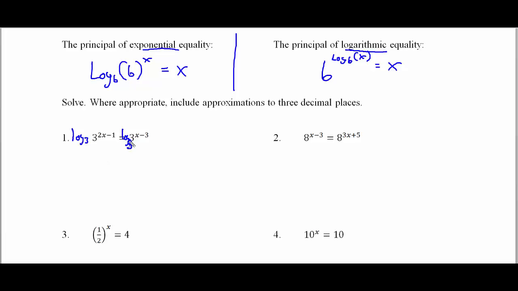Sorry, that's a little cramped there. So what this means is that log base 3 of 3 is 1. The 2x minus 1 can be moved to the front, and 2x minus 1 times 1 is just 2x minus 1. This x minus 3 can be moved to the front, and that log base 3 of 3 is 1. So 1 times x minus 3 is just x minus 3.